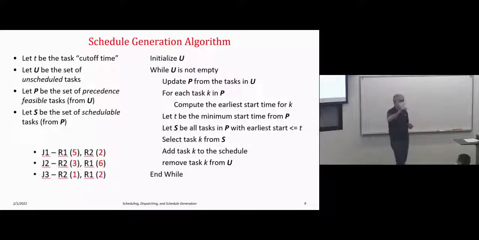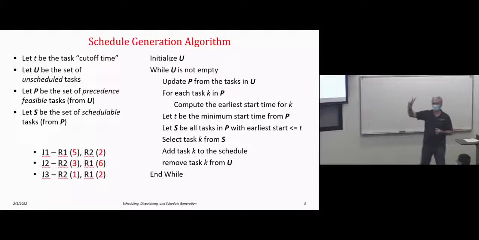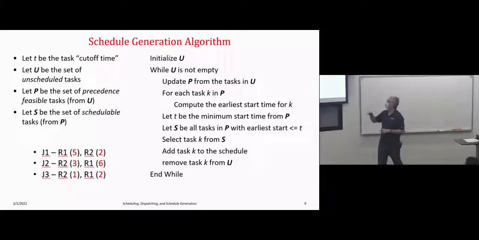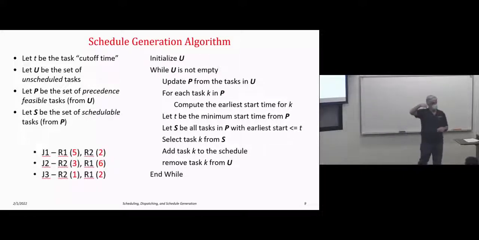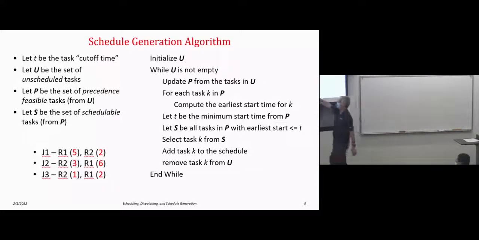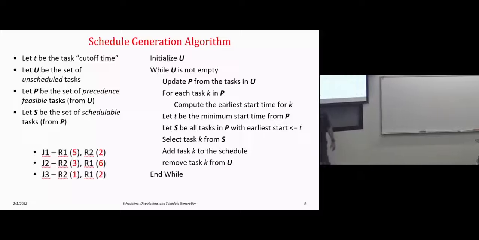So I have a list U of unscheduled tasks. I have a list P of precedence feasible tasks from U, so the unscheduled precedence feasible tasks. And from those, I select a task set S, which meets some criteria. And from S, I pick a task and schedule it. I just do that sequentially. And what I did at the very end was solve this problem using schedule generation.